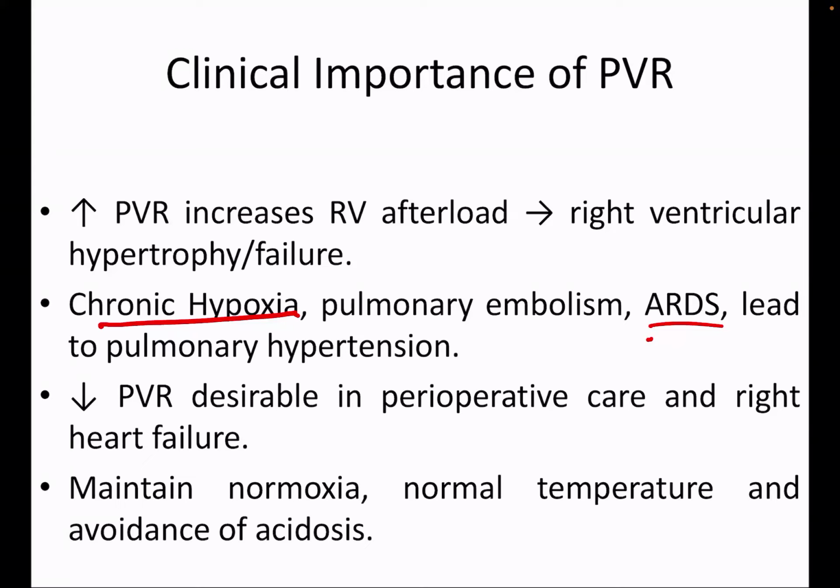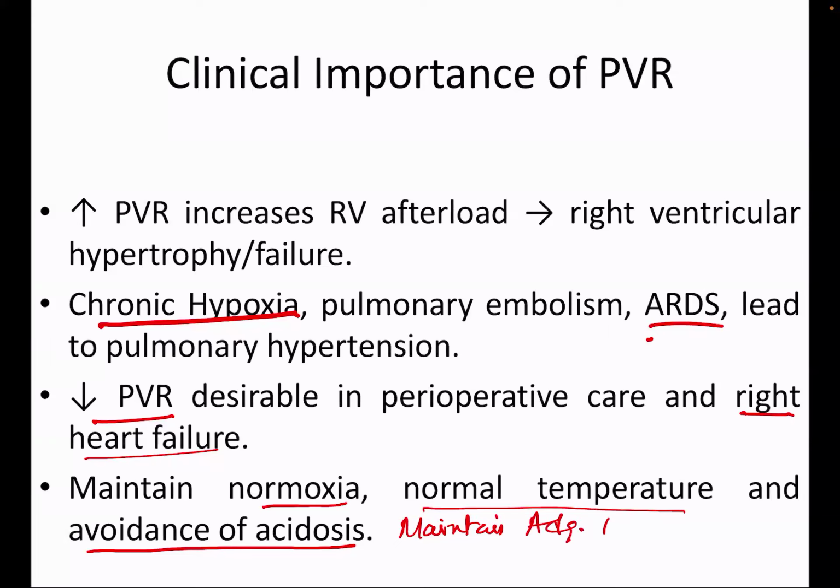In perioperative care patients, we always would love to have a low PVR, especially in patients with right heart failure. Most importantly, we have to maintain normoxia, normal temperature, and we have to avoid acidosis. Another important thing is that we have to maintain adequate depth of anesthesia. Pain will also increase the PVR. So this is one important thing.